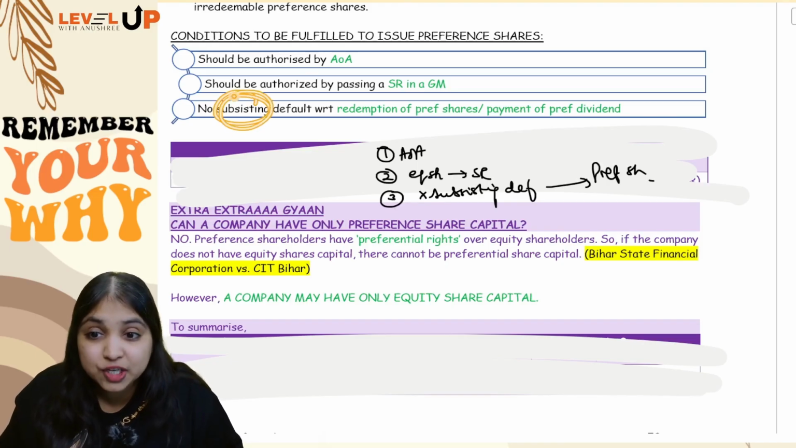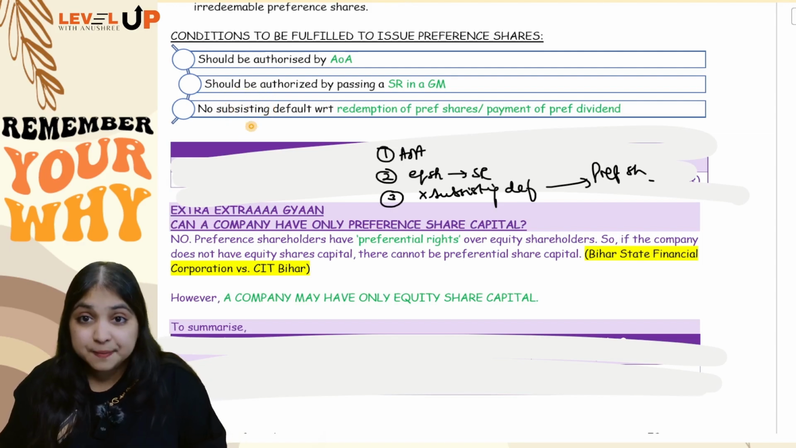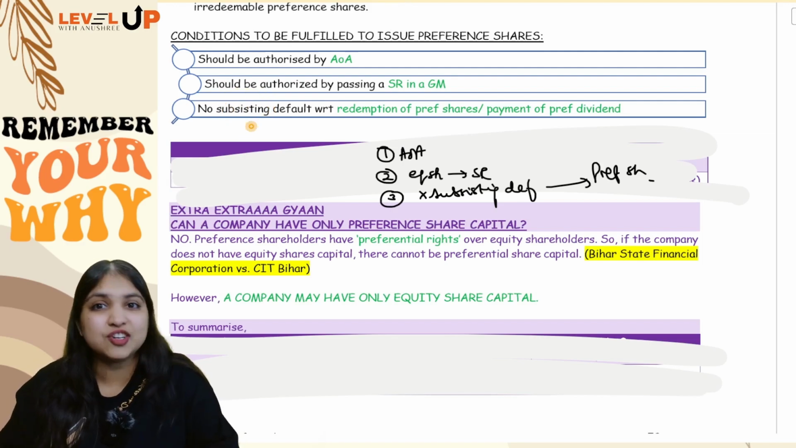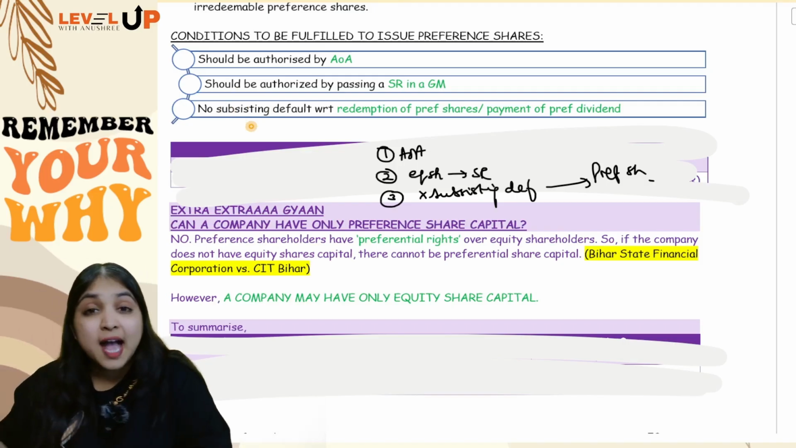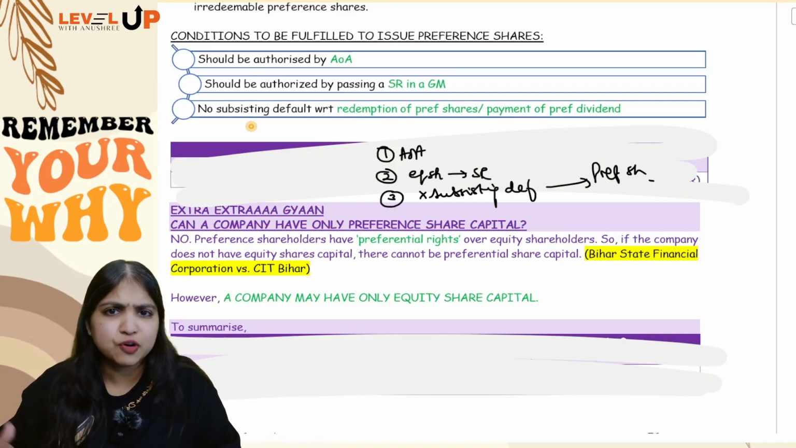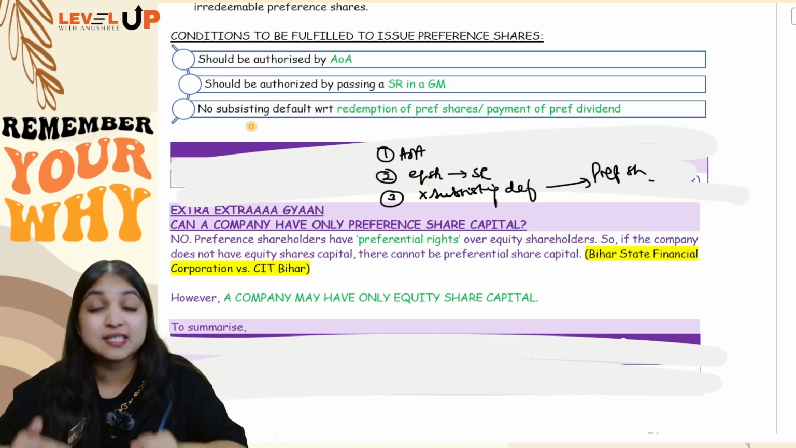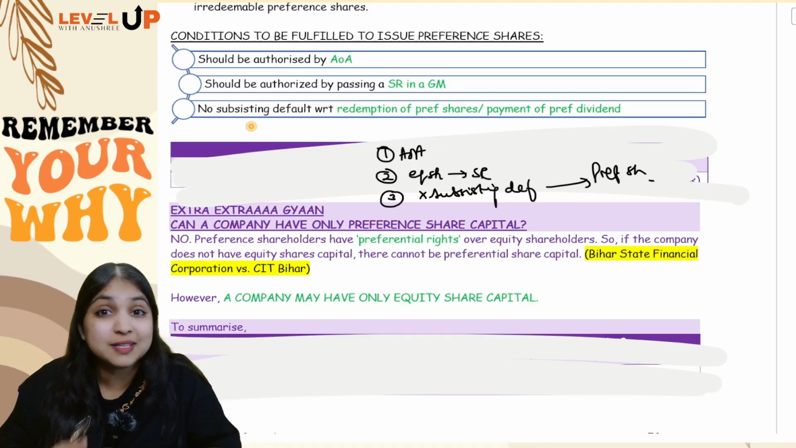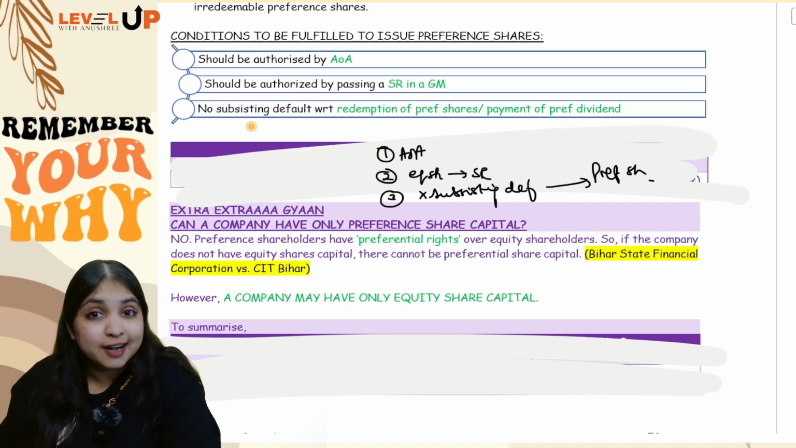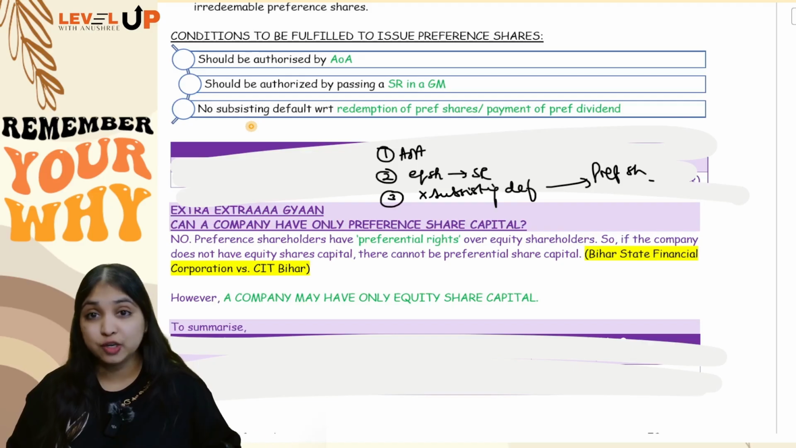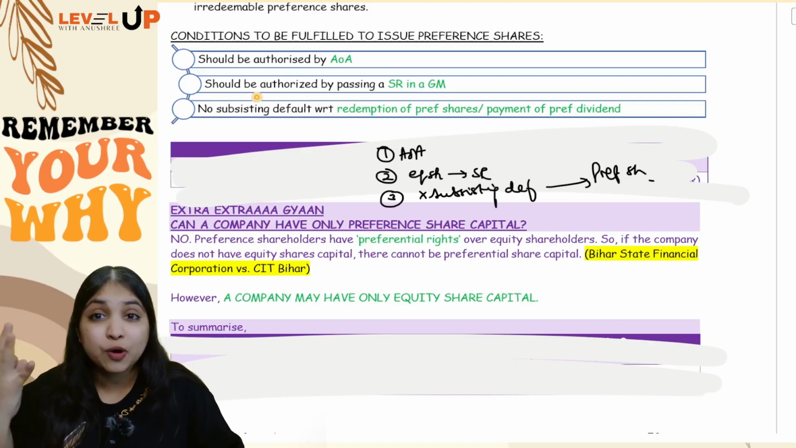There should not be any subsisting default. Here I had explained to you the significance of the word subsisting. Subsisting means today when the company is issuing preference shares, today defaults should not be existing. In the past, if defaults were existing and if the company has rectified those defaults, then today company can issue preference shares. There should not be any subsisting default, means today default should not be existing. If in the past there was a default and if it got rectified, then not a problem, company can issue preference shares.